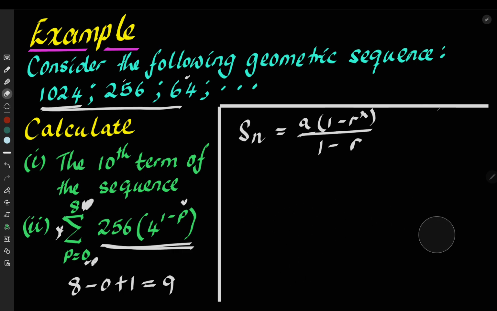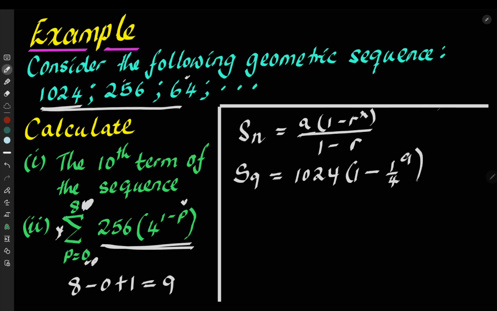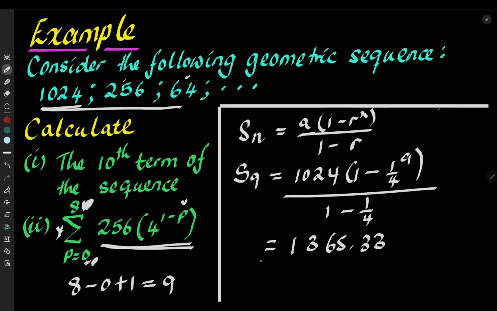Once we know the number of terms, which is 9, S9 will be equal to a, that will be 1024, bracket 1 minus r. The r, remember, is a quarter, and n is 9, then divided by 1 minus a quarter. If you punch that in your calculator, you will get 1,365.33. And that is how you determine the sum of n terms of this kind of sequence.